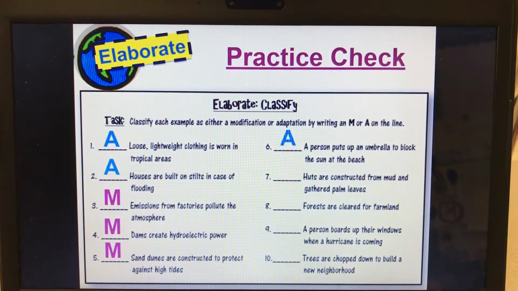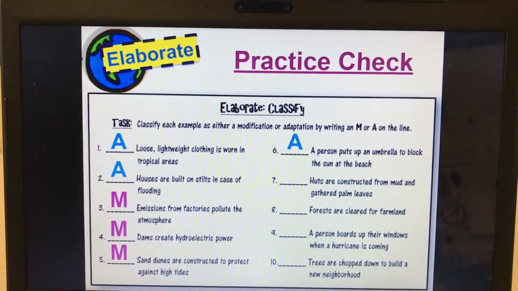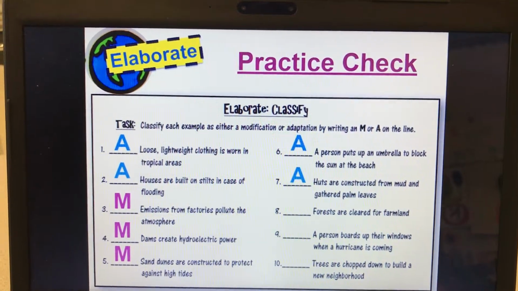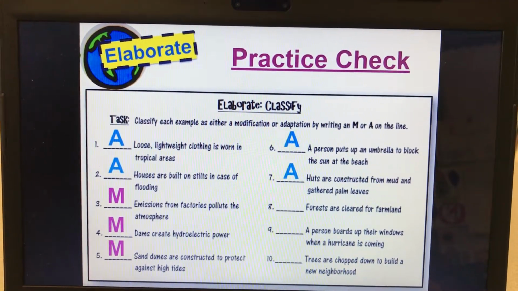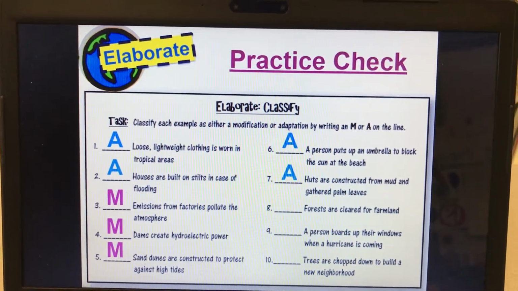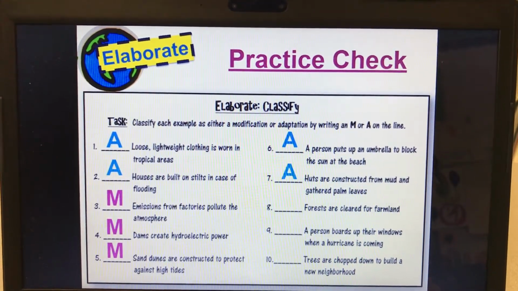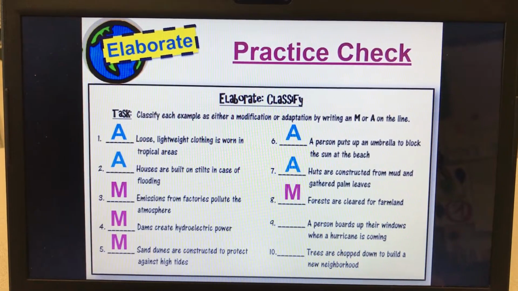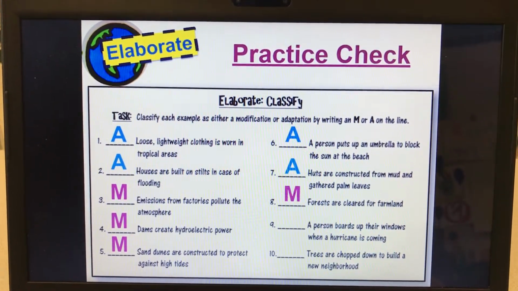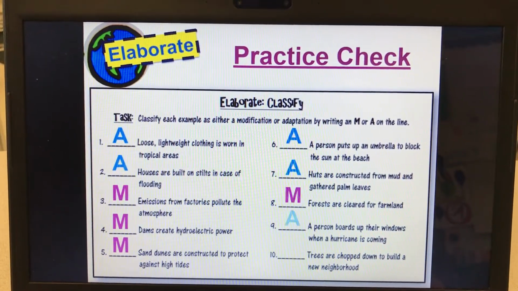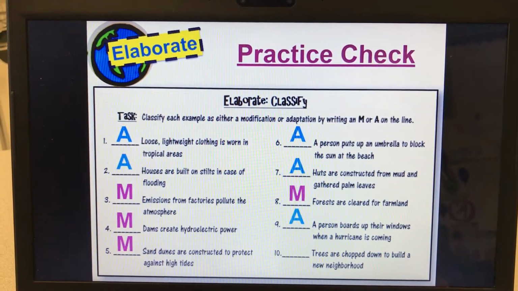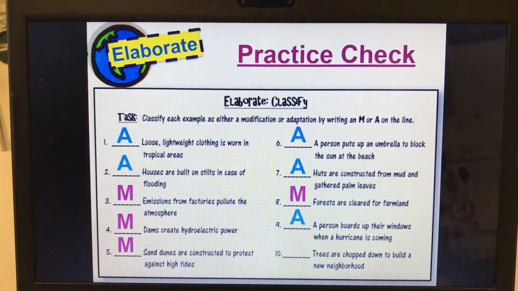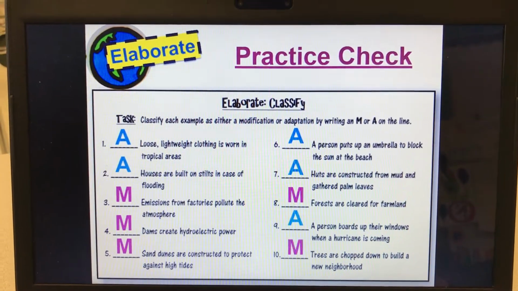Huts are constructed from mud and gathered palm leaves. Also an adaptation because the mud and the palm leaves are right around you and you're not destroying the environment to build the house. You're just using what the environment gave you. Forests are cleared for farmland. Definitely a modification because you're taking away those trees and the homes for animals. A person boards up their windows when a hurricane is coming. Just an adaptation because, again, you're just protecting what you've already built. And trees are chopped down to build a new neighborhood. Modification.